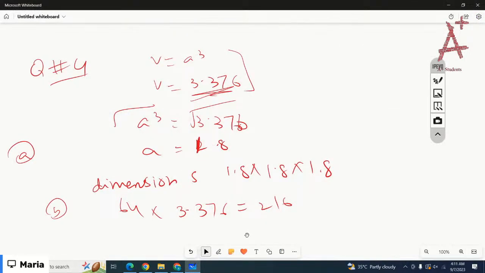216 equals A cube, right? So when you take the cube root, A equals 6. That means the dimensions would be 6 times 6 times 6, right?